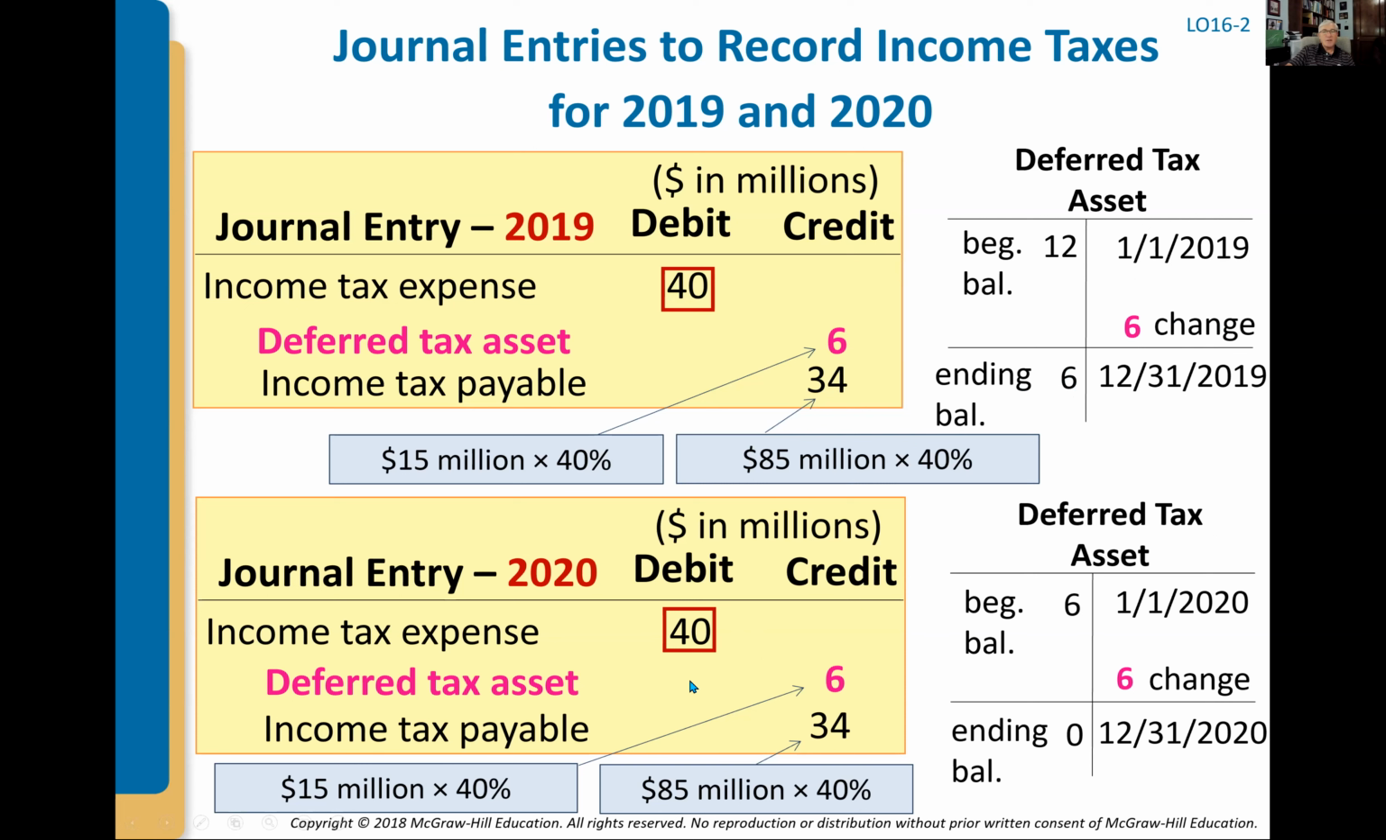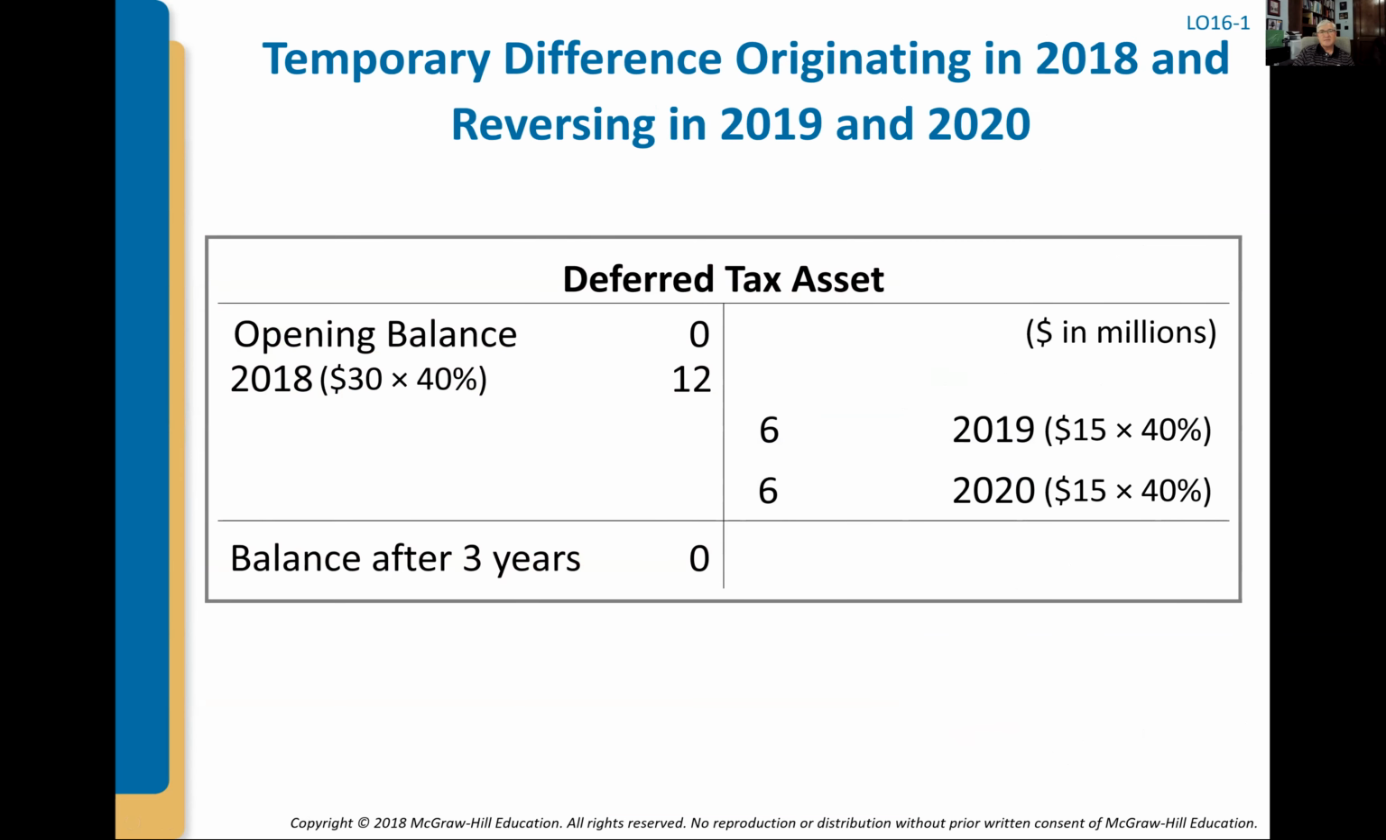Year 3, pretty much the same thing. Calculate my income tax liability for 85 times 40%, 34. And now I'm done with this temporary difference. My ending balance needs to be 0. I have a $6 million debit from the prior year. I'm going to record a credit of 6 to the deferred tax asset, so I get to 0. Plug income tax expense, 40 equals 40. So we started with the $12 million balance. We credited 6, so we get to 0.